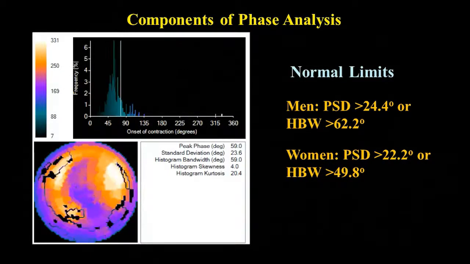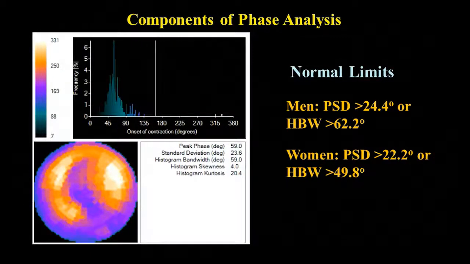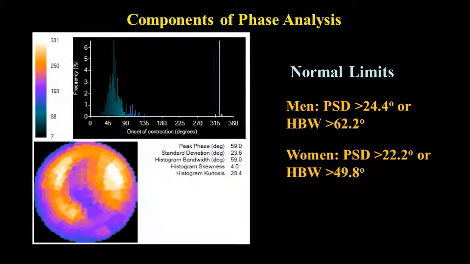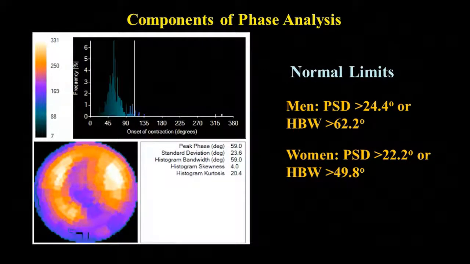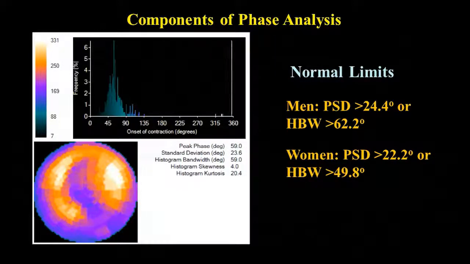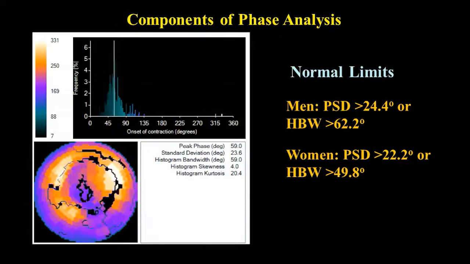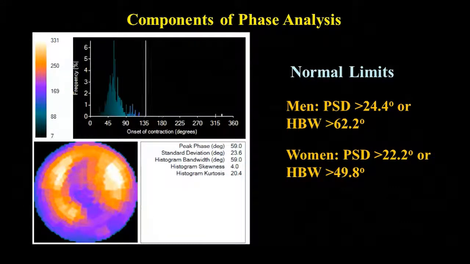The quantitative numbers are here: the phase standard deviation, which is 24 degrees, and the histogram bandwidth of 59 degrees. Normal limits for men and women have been reported using the Emory Cardiac Toolbox software. These are the mean and the plus 2 standard deviations of phase standard deviation and histogram bandwidth values from normal men and women.